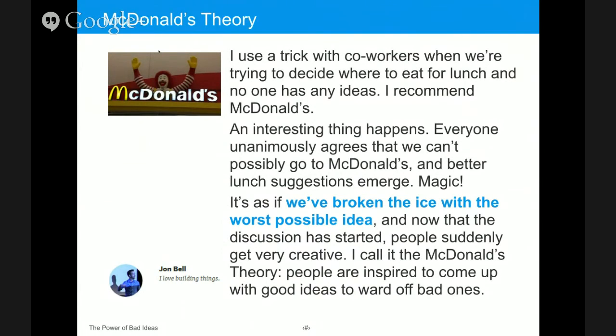So I like what he says here. We've broken the ice with the worst possible idea. This is his preference to not go to McDonald's, so he's kind of beating up on them. And so it breaks the ice and then people start coming up with stuff. So that's a different theory about using the bad idea simply to get people talking about things.